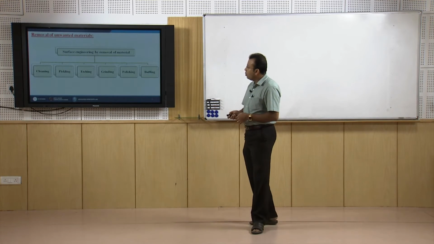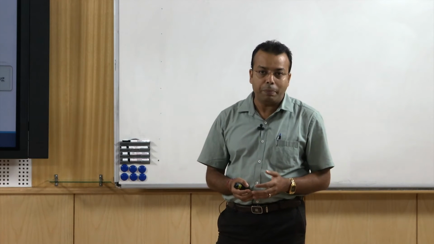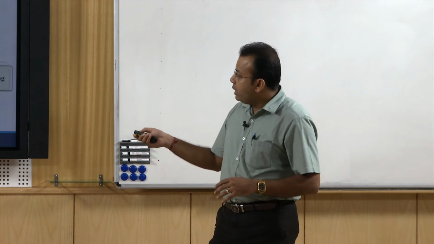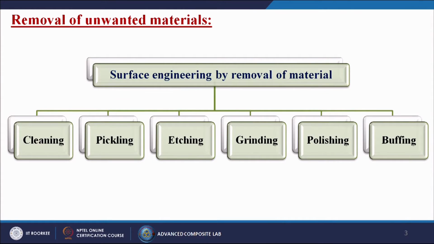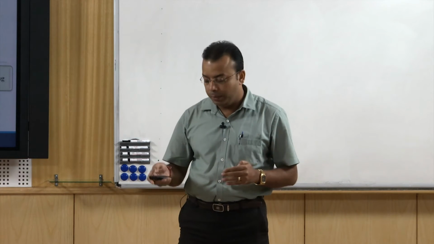First we have to know the methods by which we can remove unwanted materials from the surface of any material. There are several methods. Surface engineering by removal of material is divided into 6 basic types: cleaning, pickling, etching, grinding, polishing and buffing. In the next slides we will go into each in detail.